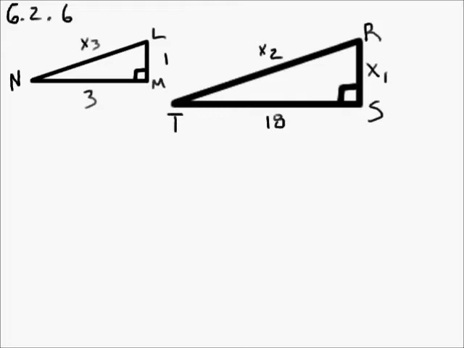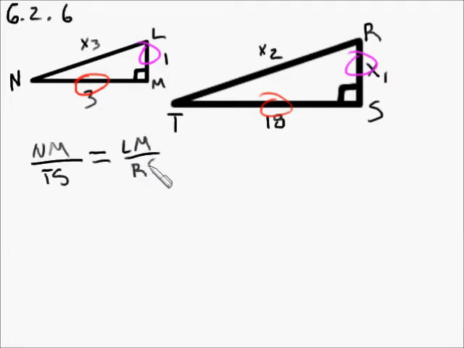So when we have two similar triangles like LNM and RST, the important thing about them is that the sides are proportionate. That is to say, the ratio between this side, NM, and this side, TS, is the same as the ratio between this side, LM, and this side, RS. So, let's go ahead and write that out. NM divided by TS, that ratio is equal to LM divided by RS.